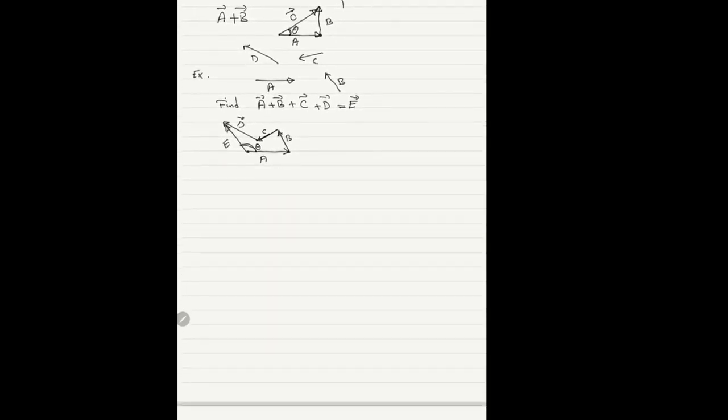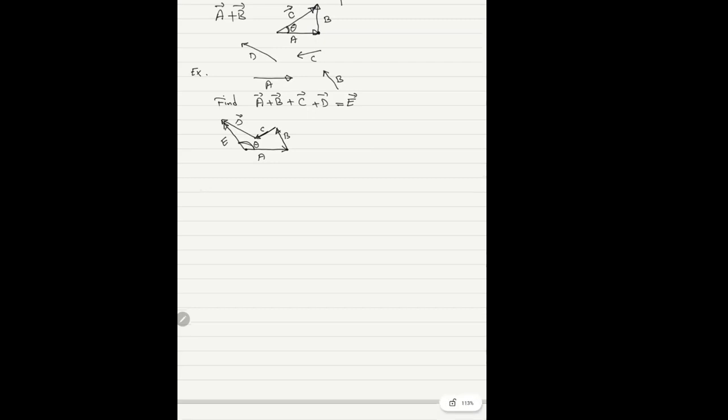Rules we have to follow in order to add vectors. First rule here, all vectors must have the same units. They also must have the same type. Okay, same type, so you cannot add a displacement to a velocity.